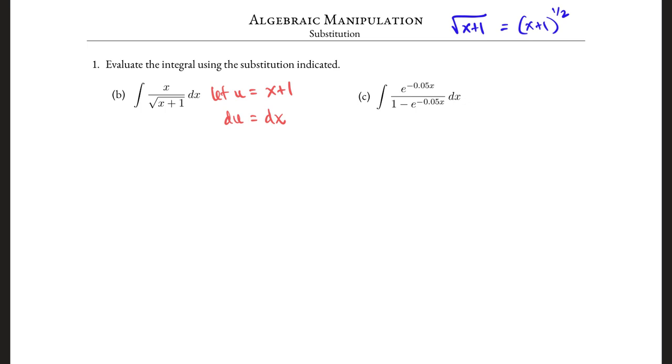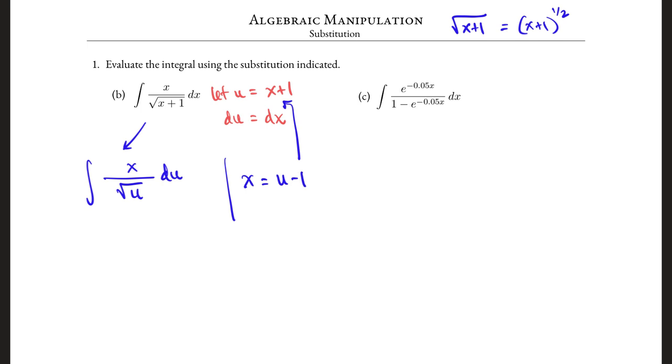And so we rewrite the integral as the integral of x over the square root of u, and dx is now du. But we can't evaluate this because there's still x in the integral. It has to be entirely in terms of u because the variable of integration is u. But we look at the substitution, we see that if u equals x plus 1, then x by itself has to be u minus 1.